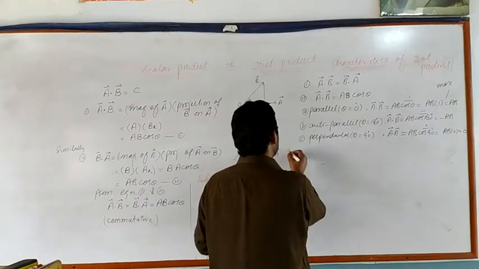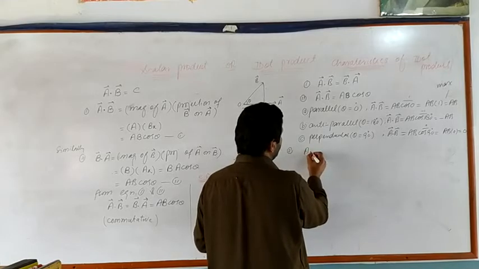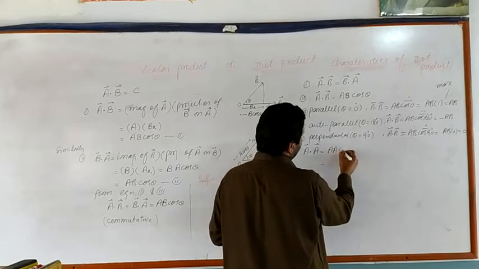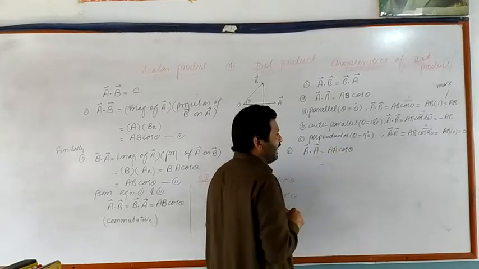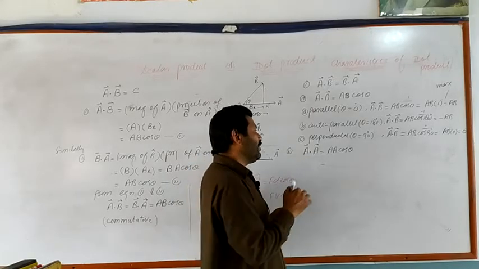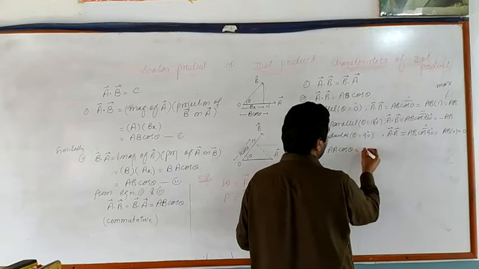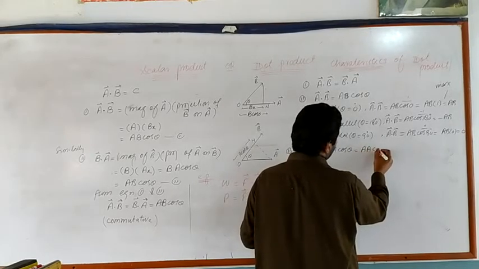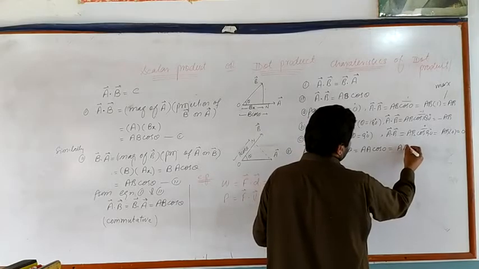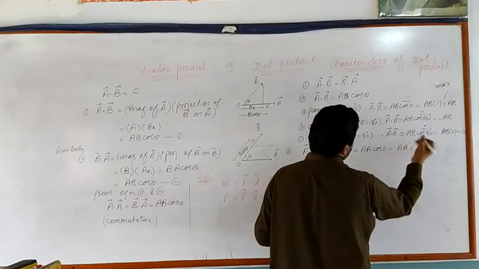Characteristic number 2: self dot product of a vector. Suppose vector A is multiplied by vector A, their resultant will be equal to AA cos theta. As vector A and itself vector A are parallel to each other, the angle between them will be equal to 0, so their resultant will be cos 0, cos 0 is equal to 1, so AA is equal to A square.